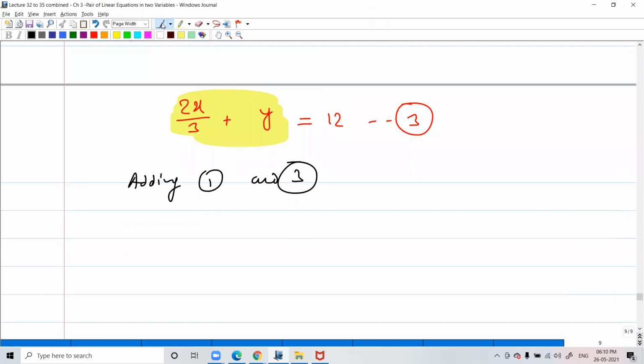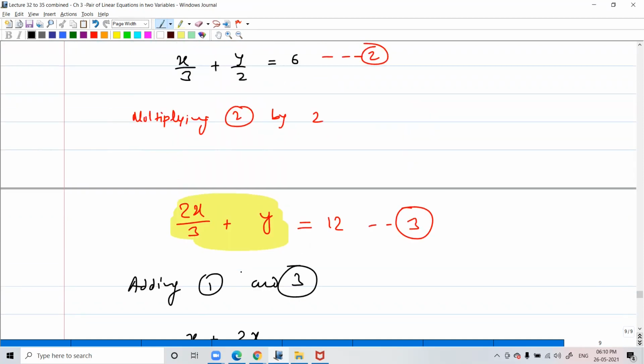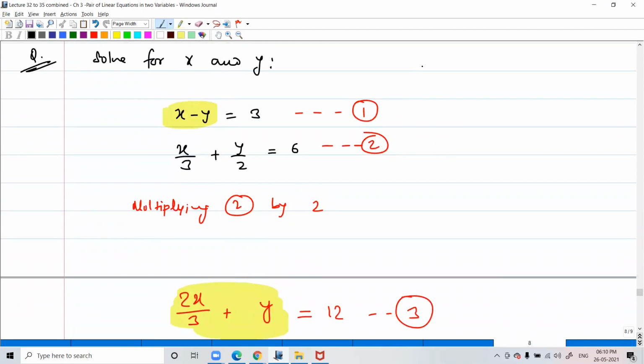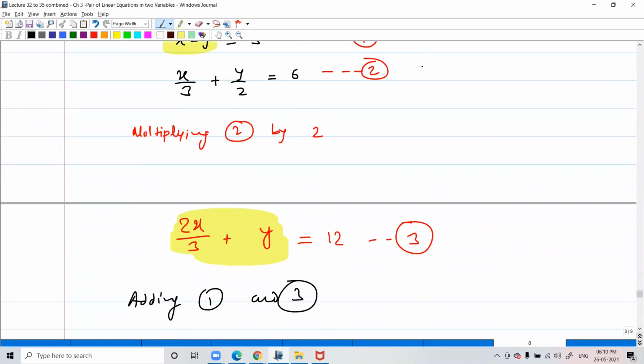Sir, can we multiply the first equation by 1 by 2? Yes, of course, you can do that. Anything, it doesn't matter. Multiplying this by 2 or multiplying this by 1 by 2, both of them are the same. You will get the same answer. It's a similar approach, it doesn't matter.